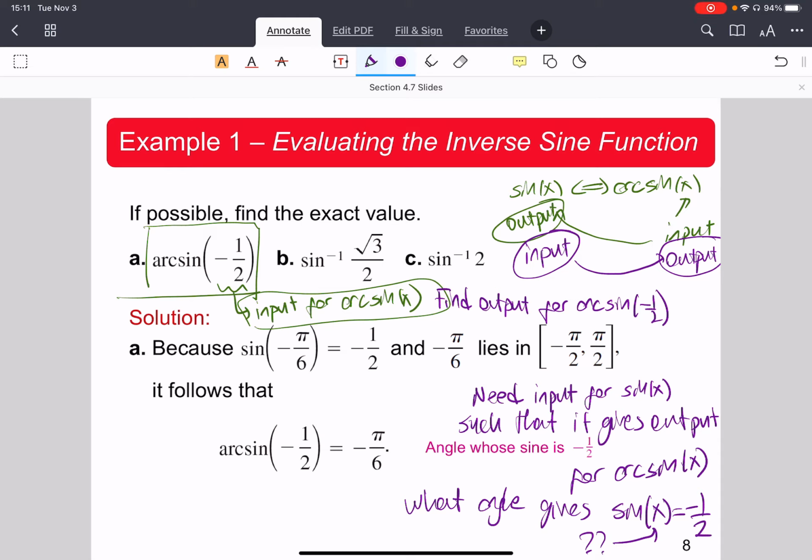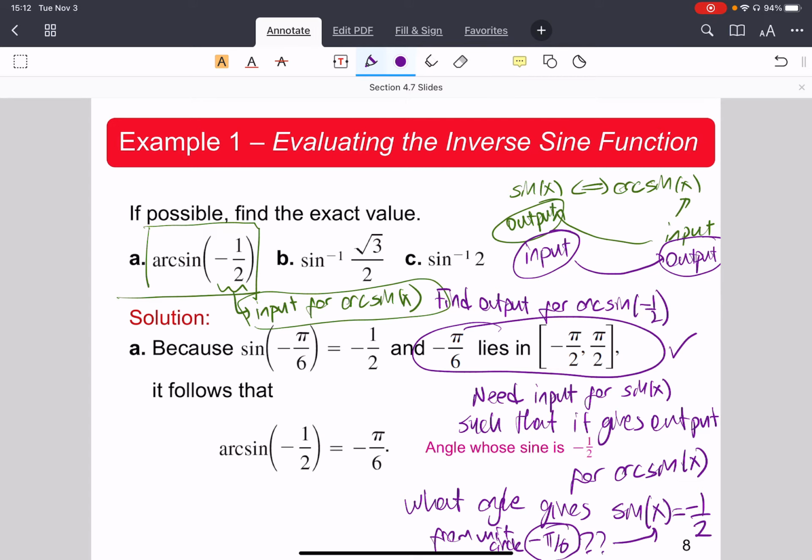To find that, you can go back to the unit circle and look at where the sine function is -1/2. You will realize it's -30 degrees or -π/6. We find that from our knowledge of the unit circle. Then one thing we need to make sure is whether this -π/6 is within -π/2 and +π/2. And we know that is true.